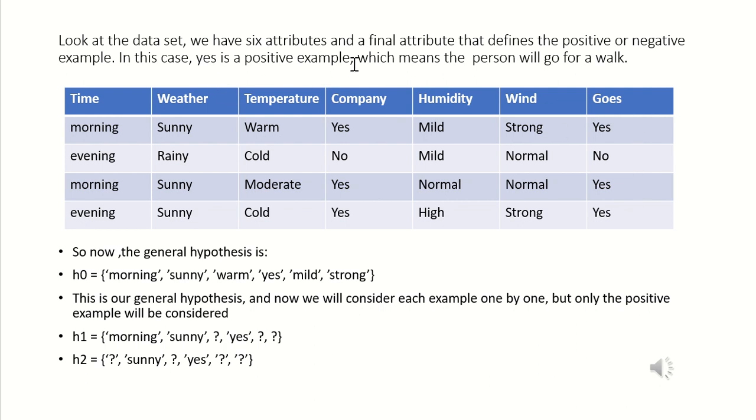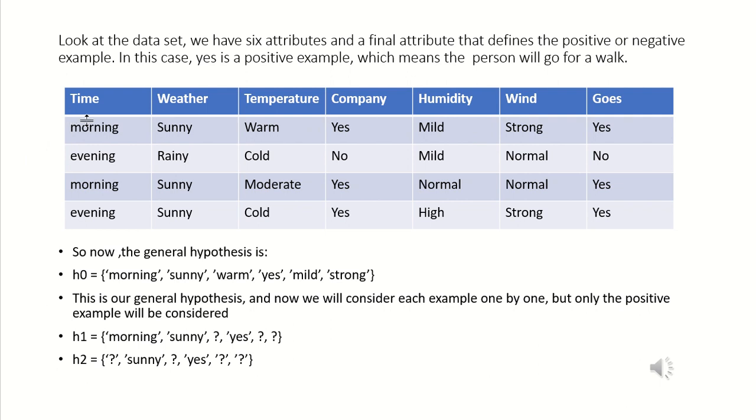Here yes is a positive example, which means the person will go for a walk. The other attributes define the situations in which the person will go for a walk or not. In the first example, the time is morning, the weather is sunny, temperature is warm, company is yes, humidity is mild, wind is strong. So if all the situations are good, then the person will go for a walk. Let's go to the next example.